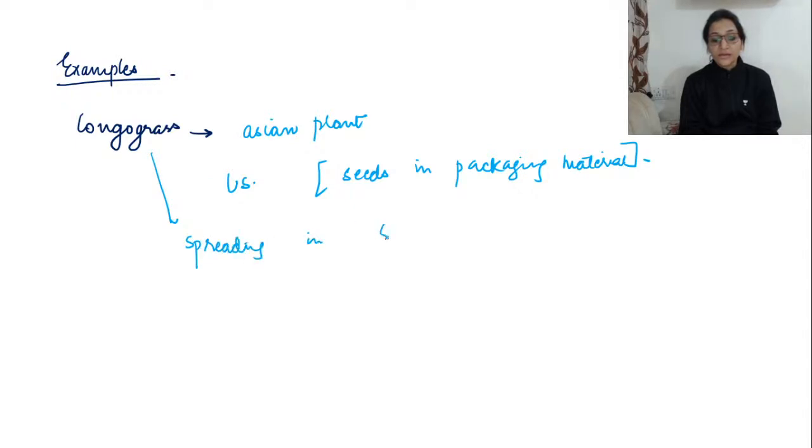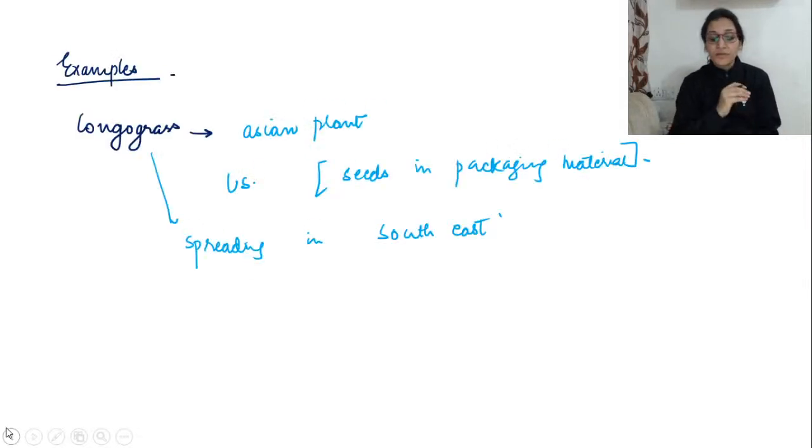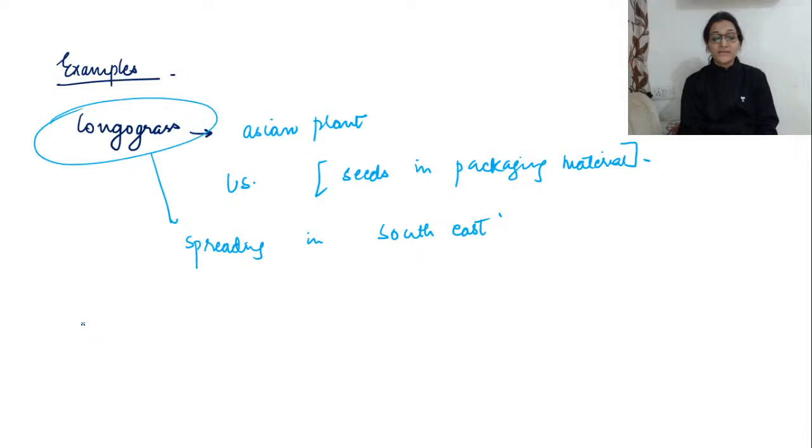Because of its spread, it is displacing the native plants. That is the major problem. It provides no food value for the native wildlife, and it has increased the threat to wildlife as it burns hotter and faster than the native grasses. So Congo grass is a major example of an invasive species.